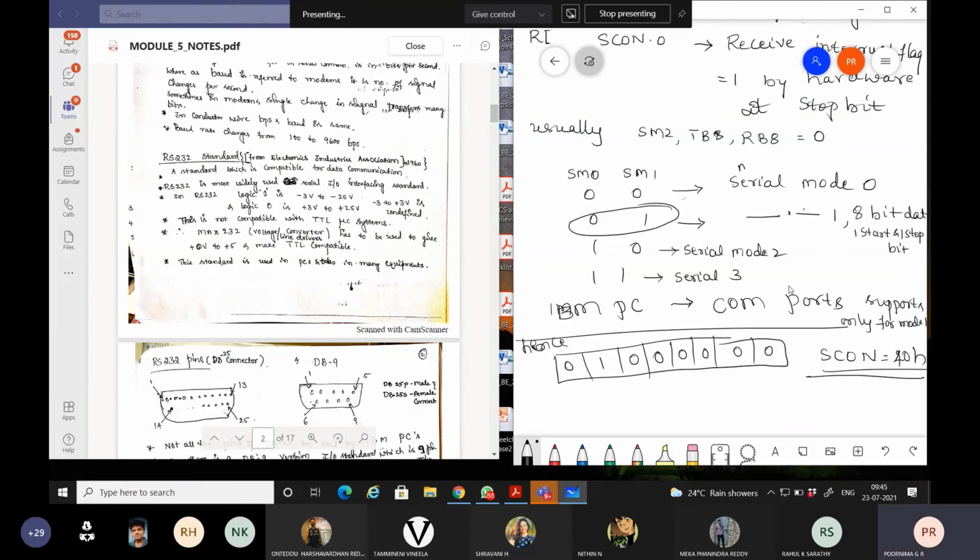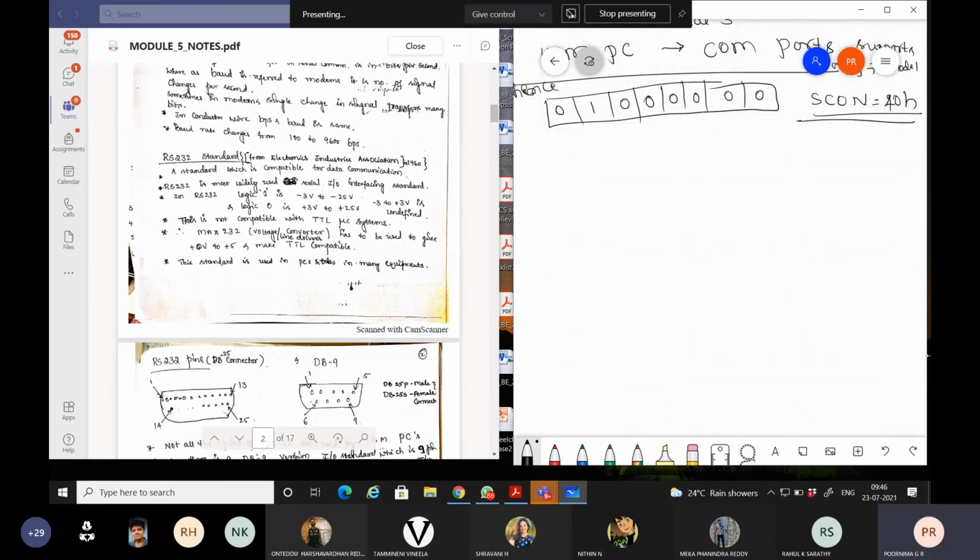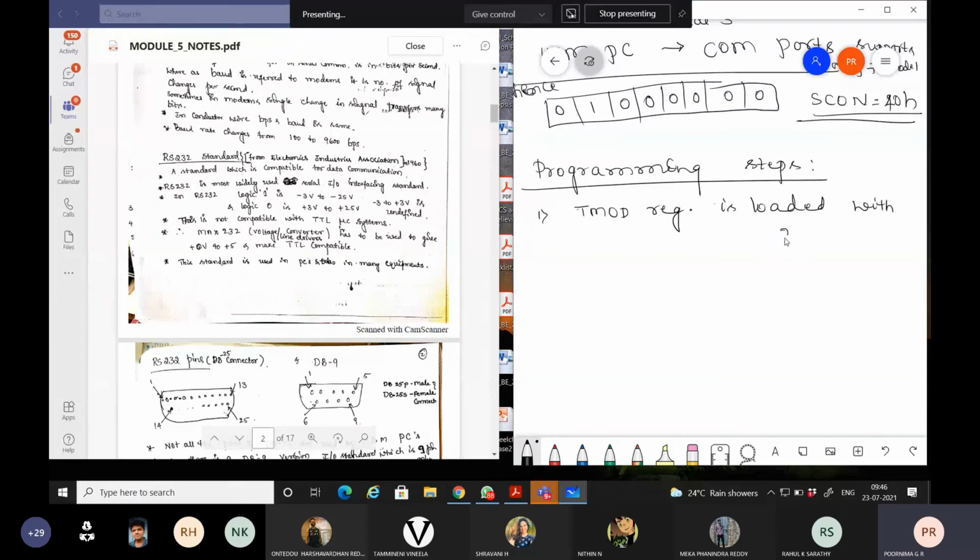Now, how do we program this serial communication? I'll explain the programming steps, and then in the next class we will solve a few programs on this. When serial communication needs to be done, the first thing you have to do is load the TMOD register with 20H. Why 20H? Because of timer 1. Always load 20H.